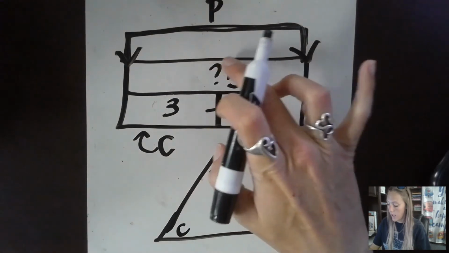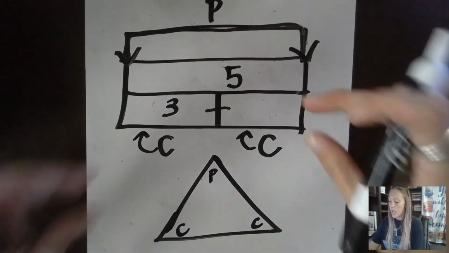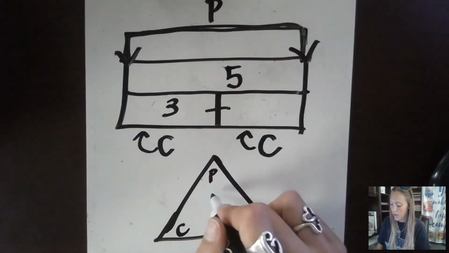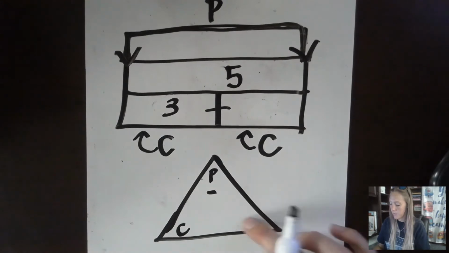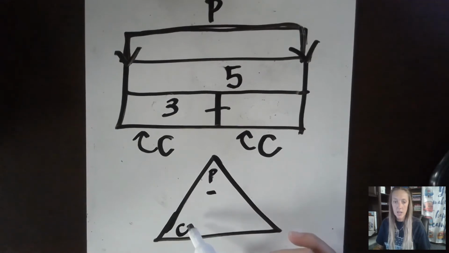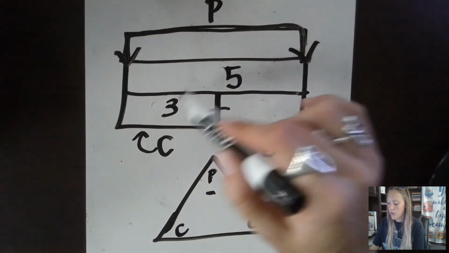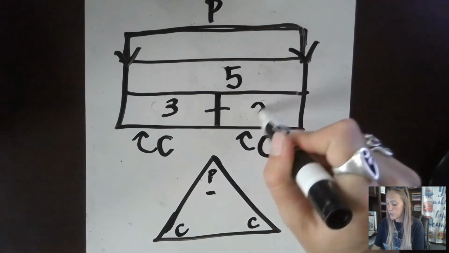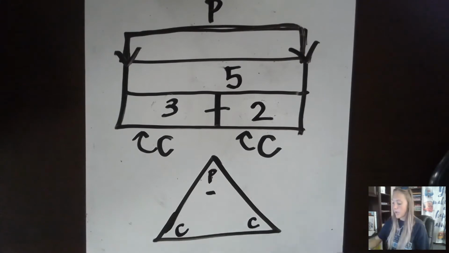Or if I gave you the 5 but didn't give you the 2, if they're stacked, you must subtract. So just like over here, if I have a parent and only one child, they're stacked, so I subtract, and I would find the other child. So if they're stacked, you must subtract. 5 minus 3 equals 2. So that's how we look at part whole.